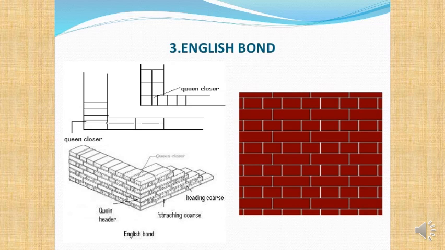So there are a couple of disadvantages with the English bond though. One of them is that you don't have the option. You have to make sure that the depth of the wall is actually one stretcher length.